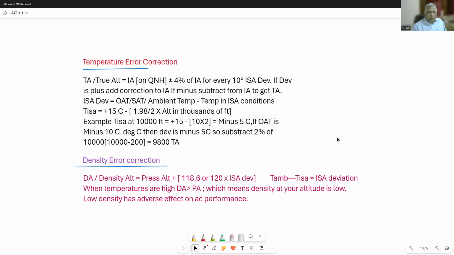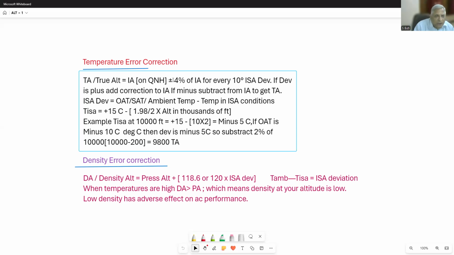Right? For every 10 degrees ISA deviation, we apply a correction of 4% of indicated altitude to get true altitude. Here, since the deviation is 5 degrees Celsius, we will apply a 2% correction. If deviation is minus, subtract this correction. If the deviation is plus, then add this correction. In warm air altimeter under reads, true altitude is more.